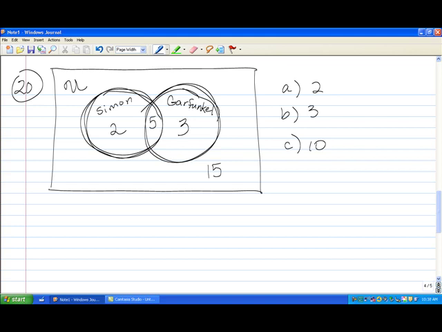How many feature at most one of these? So that would be the 15 plus the 3 plus the 2.